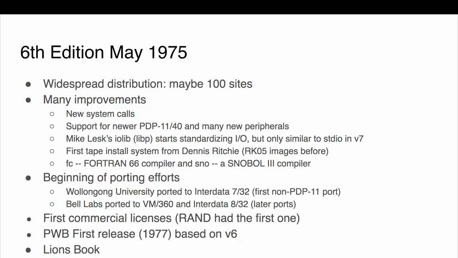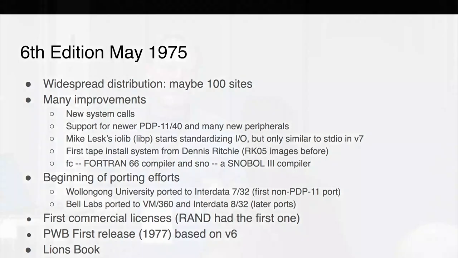And this was the first system you could install from tape instead of having an RK05 disk handed to you and being told, here, run this on your system. This was also the first version of Unix that was ported to non-PDP-11 systems. University of Wollongong in Australia ported to the Interdata 732. And that's where John Lyons was. Well, he was overseeing this port.